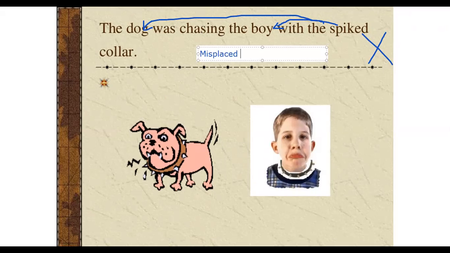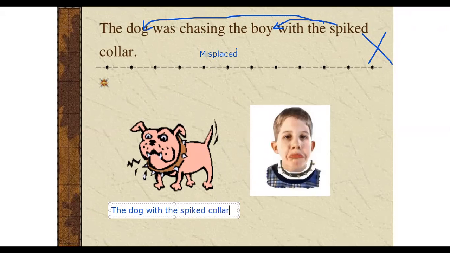Misplaced. So how to fix it? I would say, the dog with the spiked collar was chasing the boy. Now it makes sense, right? Because who's wearing the collar? The dog. So the dog with the spiked collar was chasing the boy. Now it's correct. So this is how you fix it.